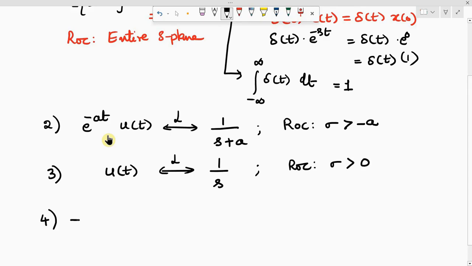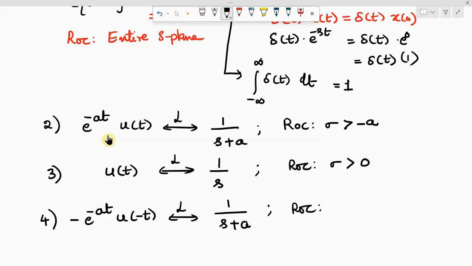Yes. Next, minus e power of minus a t u of minus t. What is its Laplace transform? 1 by s plus a. Yes, and the ROC will be sigma less than minus a.